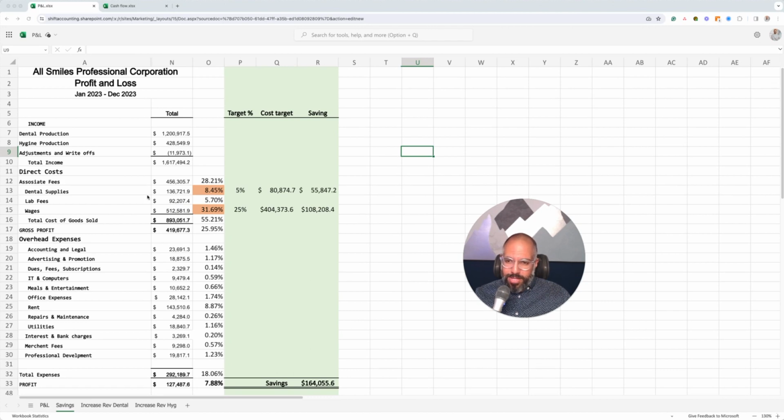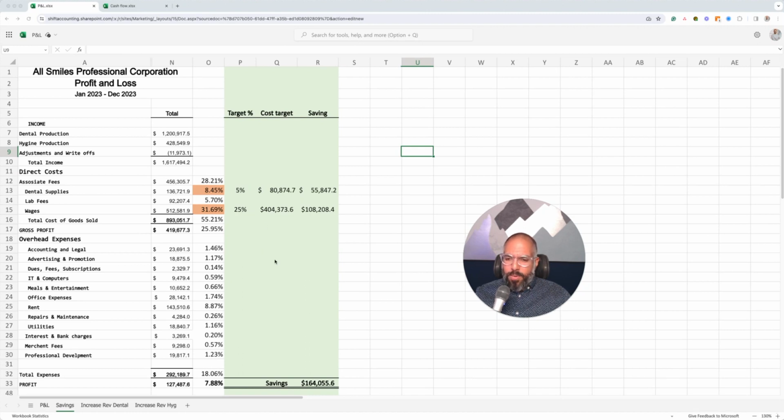So assuming that we did that exercise, and this is the true scenario that we have, and supplies are sitting at 8.5%, and we want to target supplies to be at 5%. Now what would that savings look like? If we manage to bring down the supplies to 5%, we will have a cost savings of $55,000. Now number two, wages are sitting at 31%, almost 32%, and we want to target wages to be around 25%.